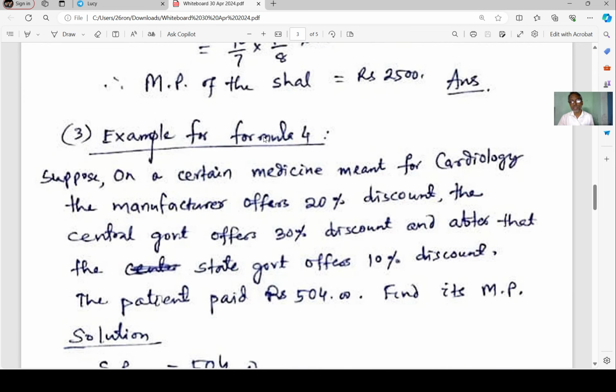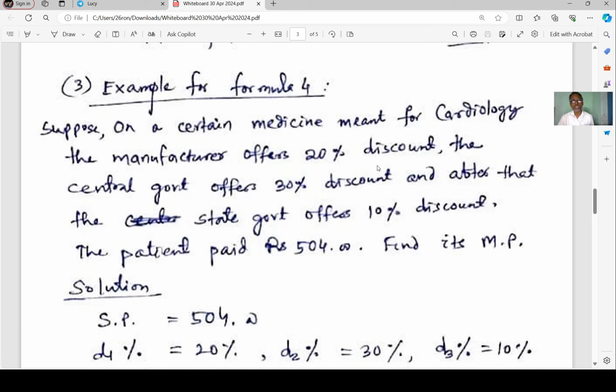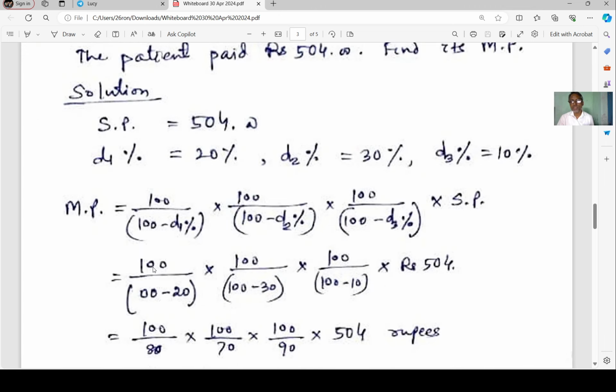Example 3 for formula 4. Suppose on a certain medicine meant for cardiology, the manufacturer offers 20% discount. The central government offers 30% discount, and after that the state government offers 10% discount. The patient paid 504 rupees. Find its marked price. Solution. Sale price equal to 504. D1% means 20%, D2% 30%, and D3% equal to 10%.